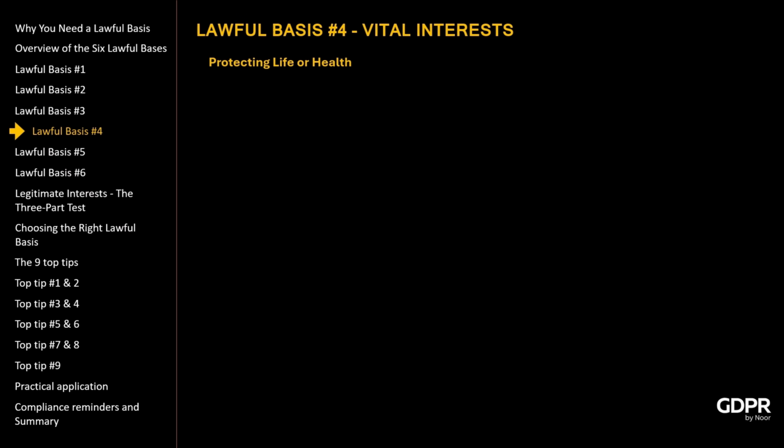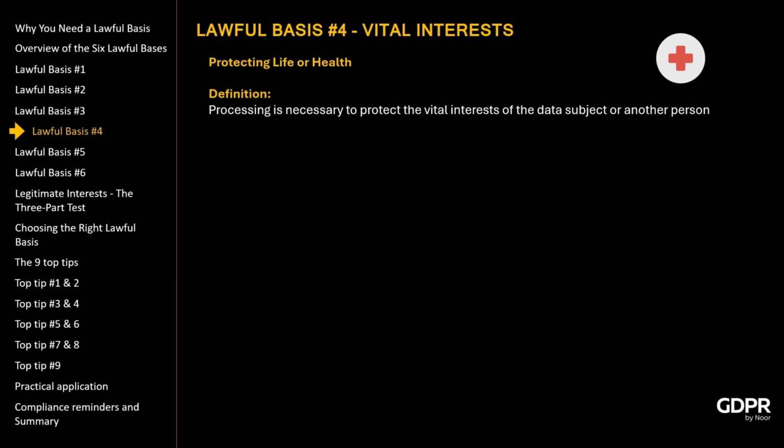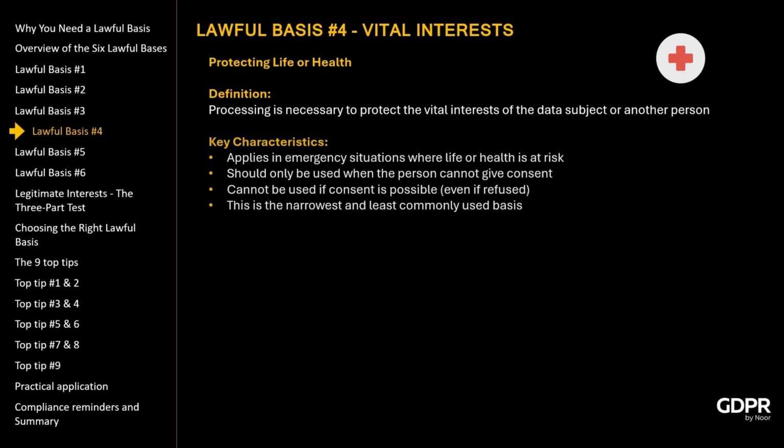The fourth lawful basis is vital interest, found in Article 6(1)(d). This is the narrowest basis and is used only in life or death emergencies. Vital interest applies when processing is necessary to protect someone's life or physical safety. Recital 46 makes it clear you should only rely on this basis when no other lawful basis is available. If a person is capable of giving consent, you must seek consent instead.